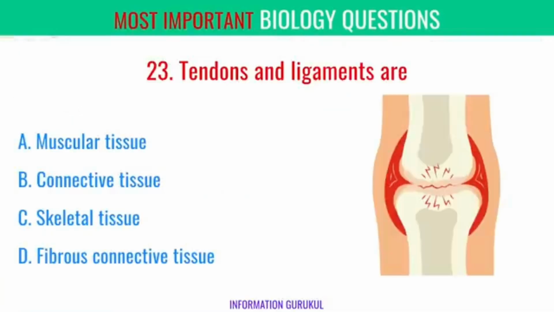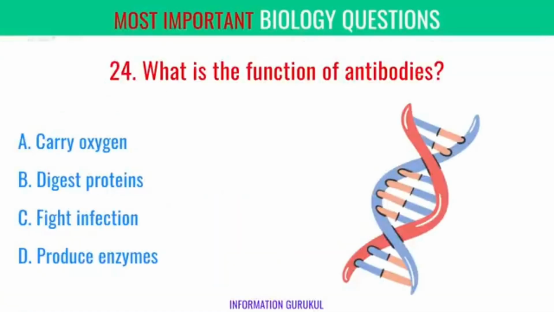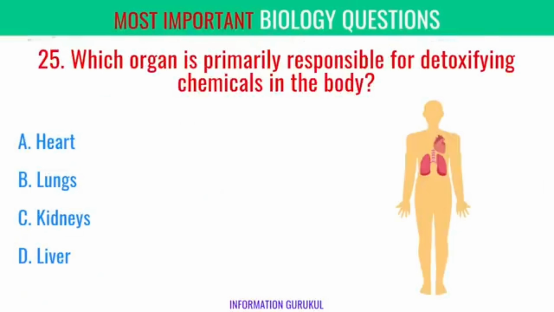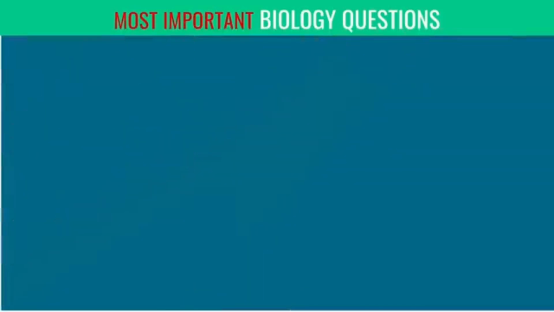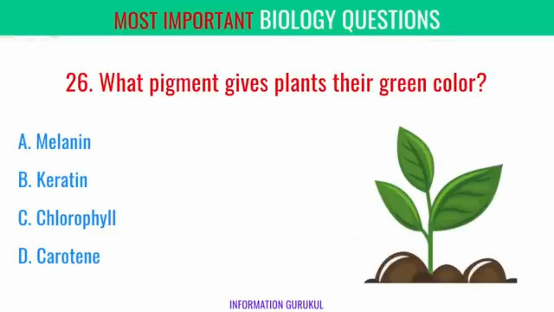Tendons and ligaments are fibrous connective tissue. What is the function of antibodies? Fight infection. Which organ is primarily responsible for detoxifying chemicals in the body? Liver. What pigment gives plants their green color? Chlorophyll.